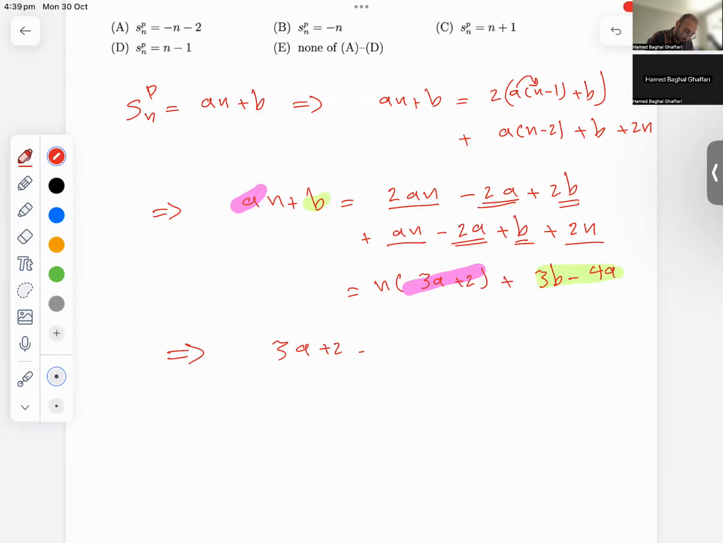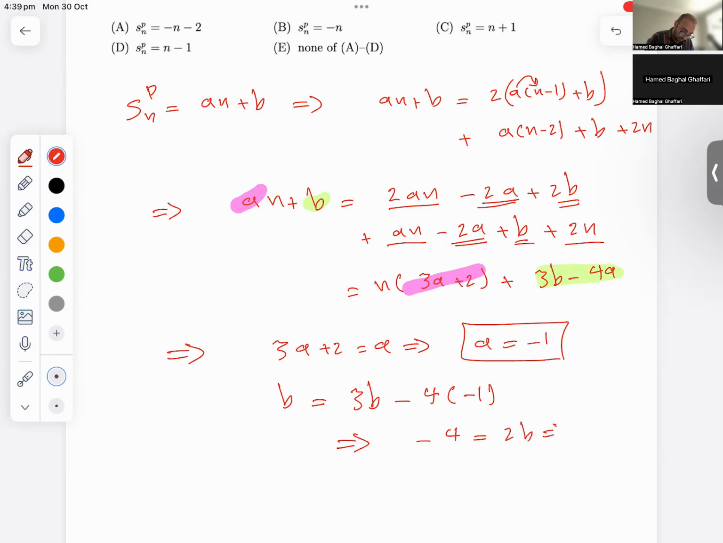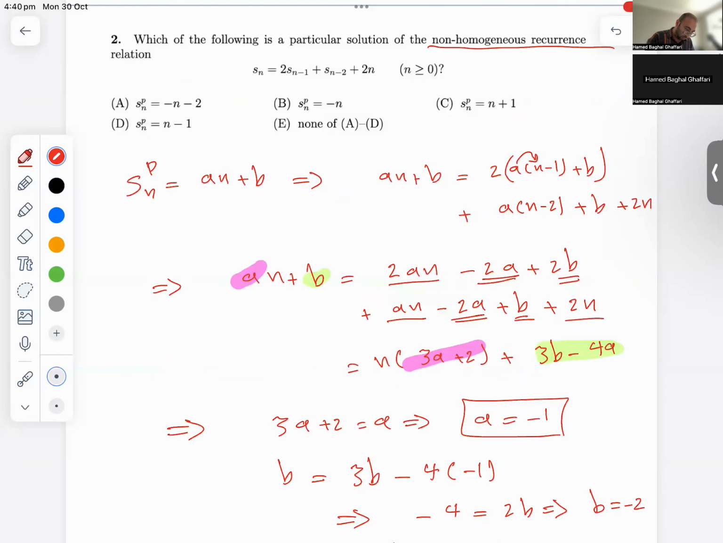We see that 3a plus 2 equals a, and from here a is equal to minus 1, and the constant part b equals 3b minus 4 times a, which is minus 1. From here, we see that minus 4 is equal to 2b. As a result, b will be minus 2. Therefore, S sub n P will be an plus b, which is equal to minus n minus 2, which means the first option is the solution.